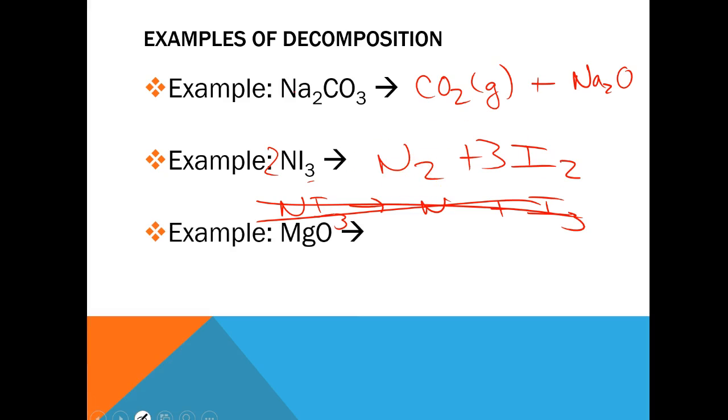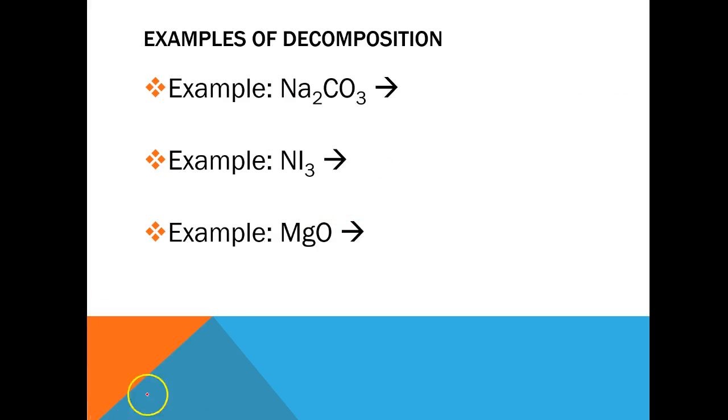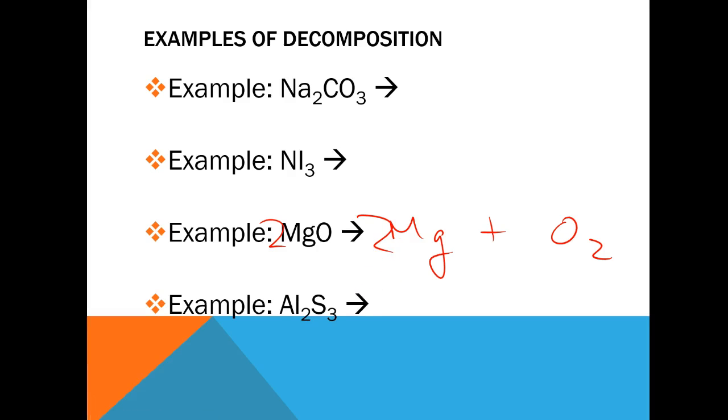Okay, MgO. When it breaks apart, again, it breaks apart into the elements of which it is made. Mg exists as Mg, but oxygen doesn't, so you need to put a 2 there and a 2 there. Al2S3 breaks apart into Al and S. This is just the reverse of the one we did on a previous slide. 2 Als and 3 S's. Neither one of those exists in a diatomic nature.